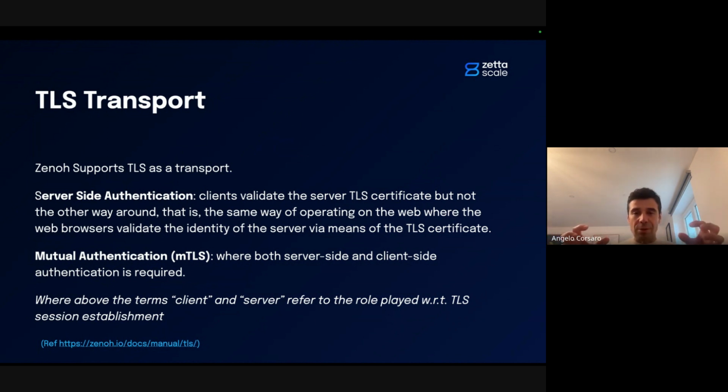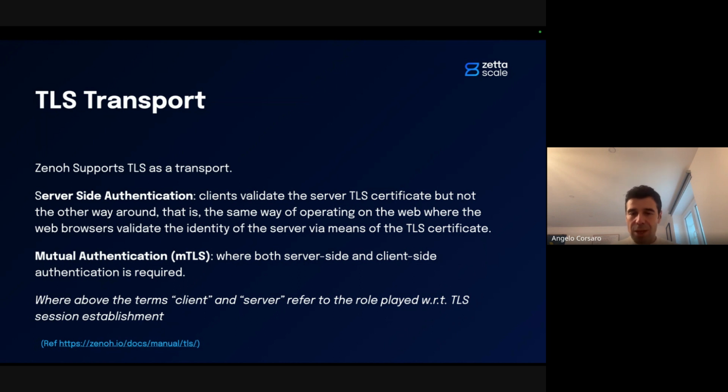If I have two routers establishing a session, right, I could have a router on-prem and a router on cloud, and I want to use the same model as the web, in which I just want to authenticate the router on the cloud. Then the router on the cloud would be playing the server role in the TLS sense, and the router on-prem would be playing the client role. So just to clarify what I mean with client and server in this slide, and when referring to TLS in subsequent slides. We support both server-side authentication as well as mutual authentication, or mTLS.